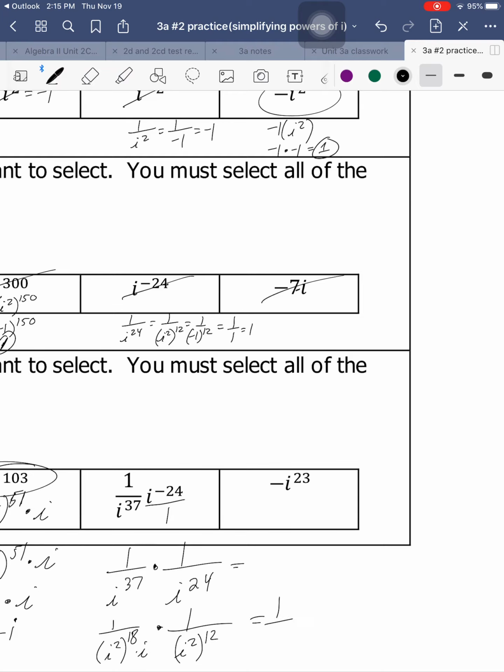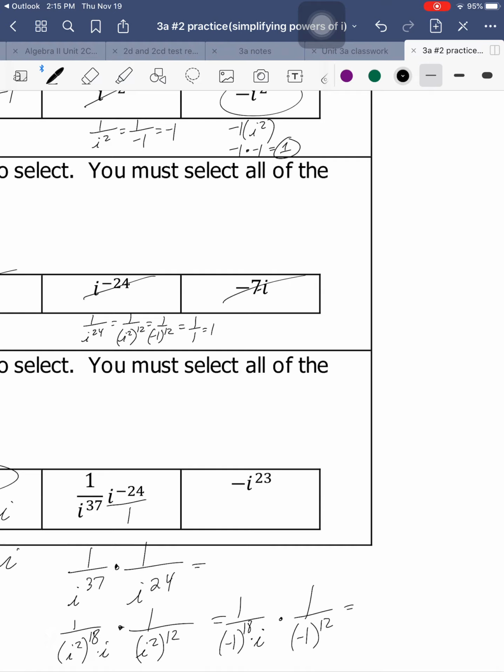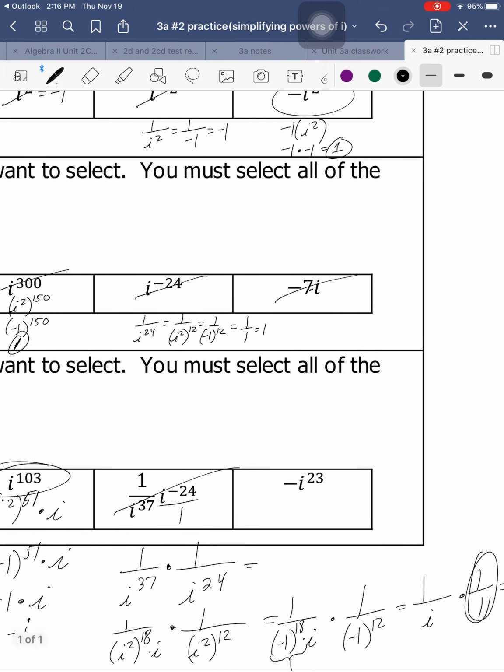The first one, I'm just going to rewrite the i squared with negative 1. A lot easier to look at negative 1 than i squared. And negative 1 to the 12th. And the first one, negative 1 to the 18th, is positive 1. 1 divided by positive 1 times i is i. Second one, negative 1 to the 12th is positive 1. So we have 1 divided by 1 is 1 times 1 over i. Well, that's not negative i, so no.